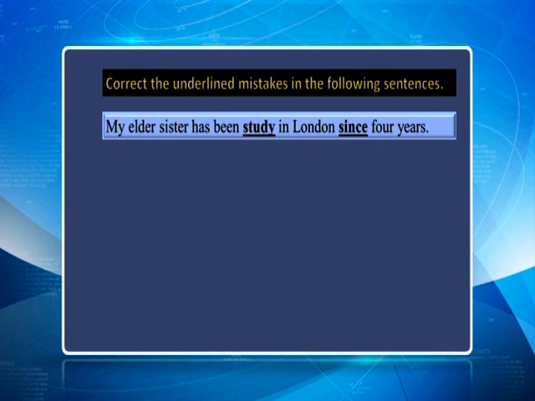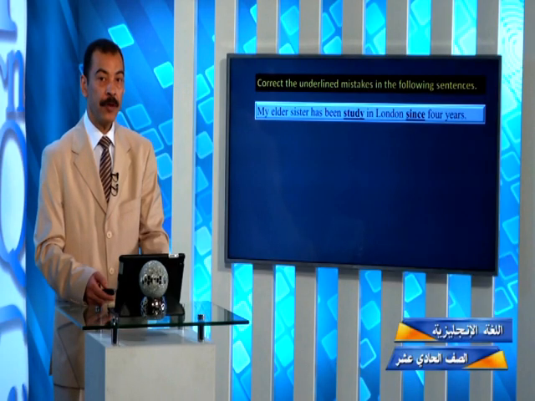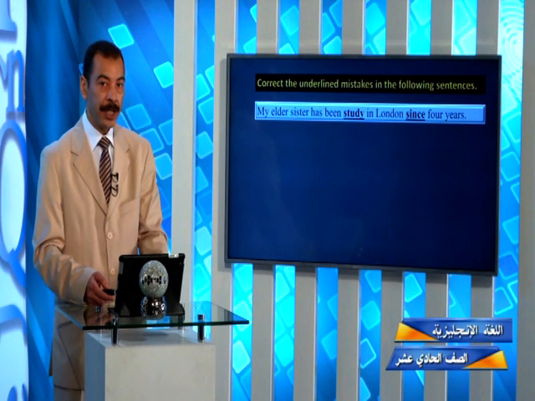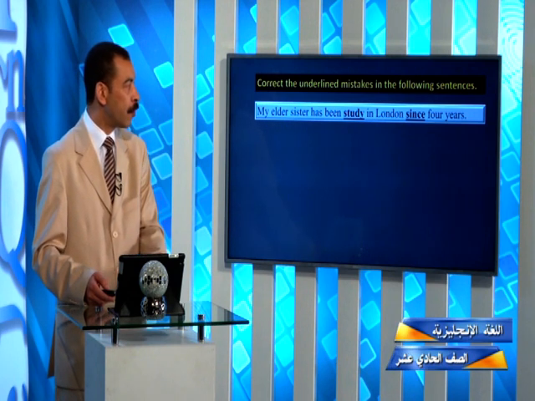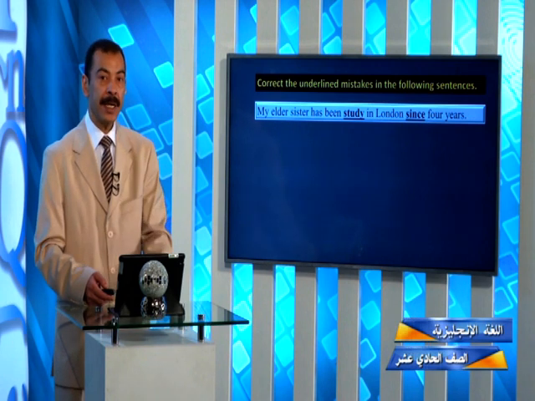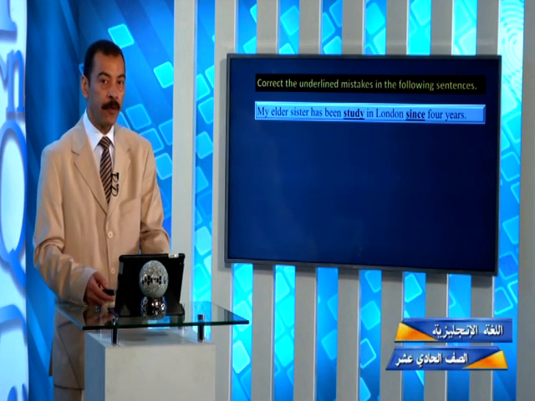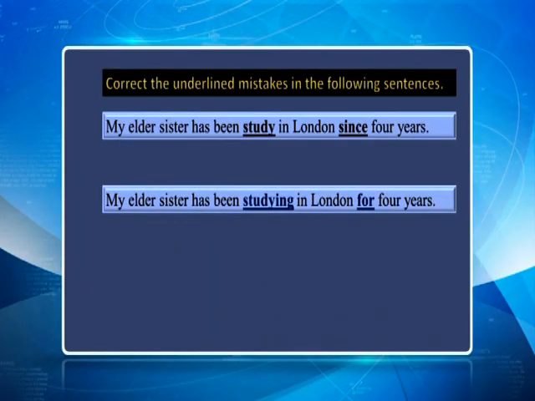Another one, my elder sister has been studying in London since 4 years. So the mistake is study, and before it we have has been. After has been, the verb must be in the gerund form. That is, it should take an ing. And since 4 years, 4 years is a period of time, so we need for instead of since. So your answer must be, my elder sister has been studying in London for 4 years.